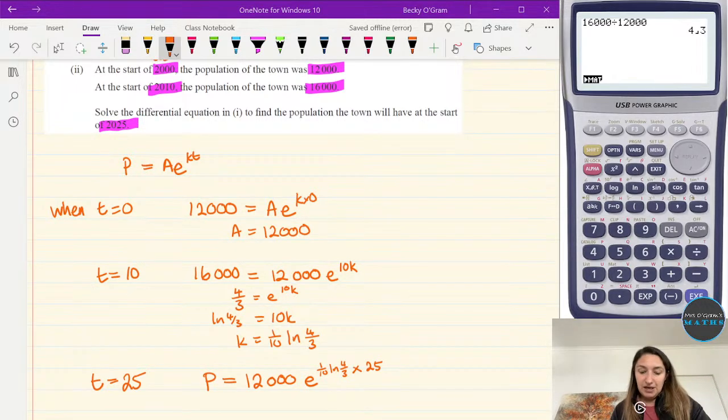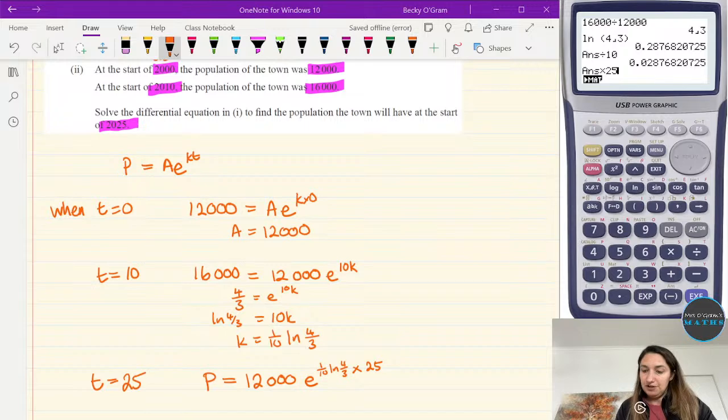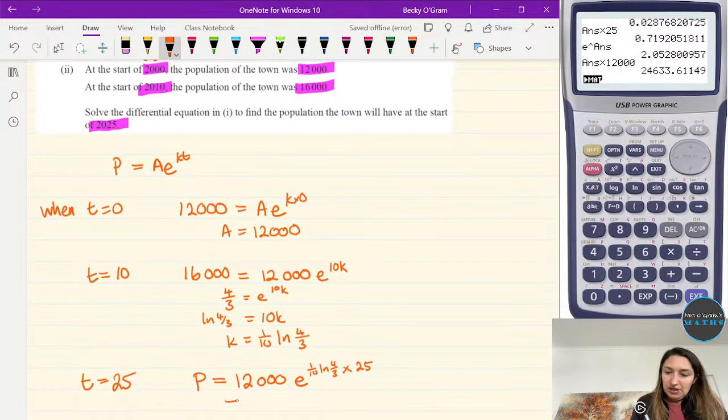Okay, so let's pop that in. I'm going to do it a little piece at a time rather than try put the whole lot in at once, because if we do that, you often make mistakes with how you enter it into the calculator. So let's start with the natural log of 4/3. And I've got brackets just to make sure that it's not doing anything weird with that fraction. That will be divided by 10, then times by 25, then we raise e to the power of it, and then we times by 12,000, and we get our answer: the population is 24,633, or rounds up to 634.